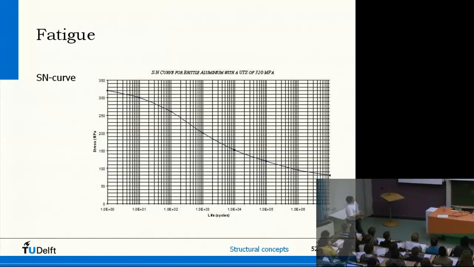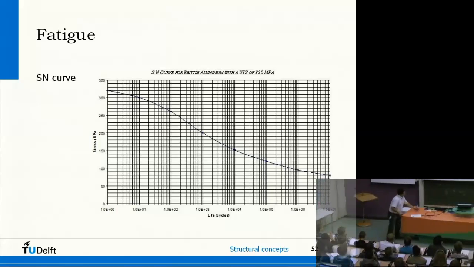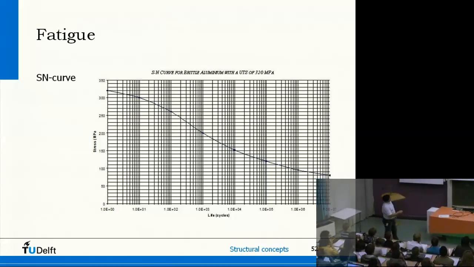This is what we call a so-called SN curve, stress cycle curve. Here you see the number of cycles on the log scale, and here you see the maximum stress you can apply to the material. If you only have one cycle, that means we just pull it apart in a testing machine. Then the material can have about 320 megapascal. A megapascal is a stress, a force divided by area.